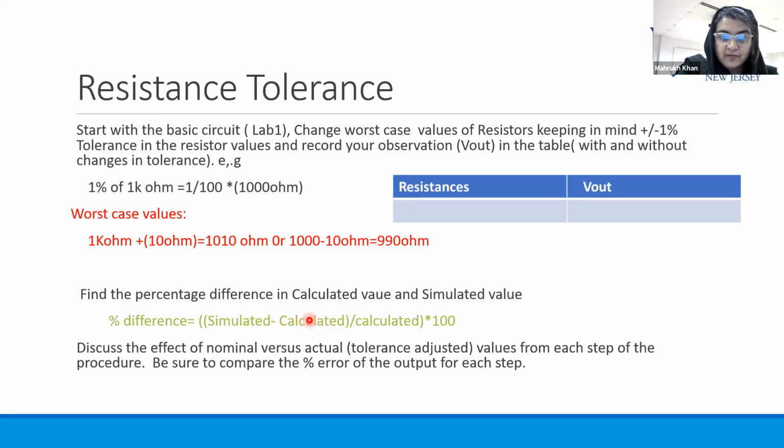So here the calculated value should be the value which you get from 1K ohms, not the value you get because of the change in tolerance. Like let's say your calculated value with 1K is actually 2 volts, then the simulated value after changing to the worst case value should be different, right? So your percentage difference will change, right? So that's what you need to do here. Discuss the effect of nominal versus actual values from each step. So you need to know how much percentage difference it creates if the tolerance acts in the worst case scenario.